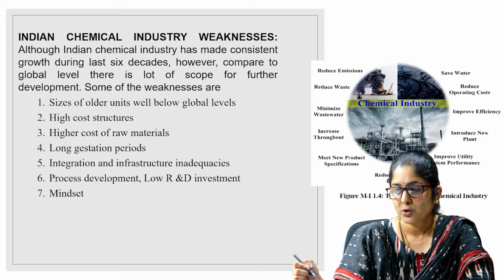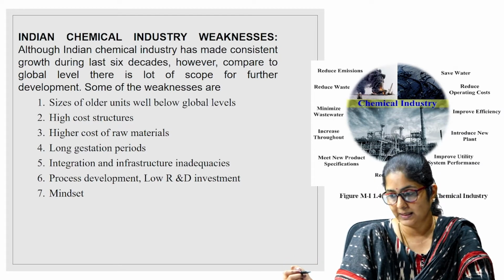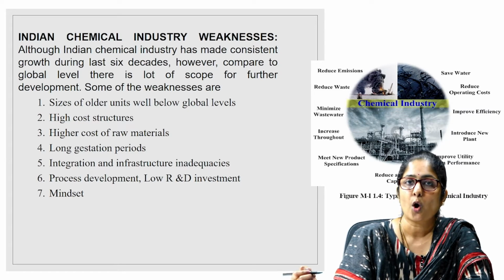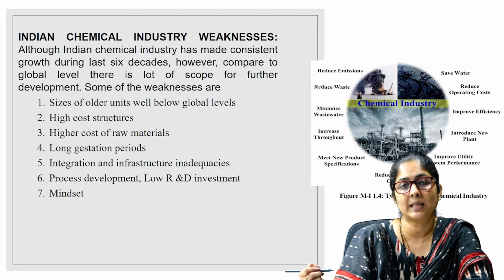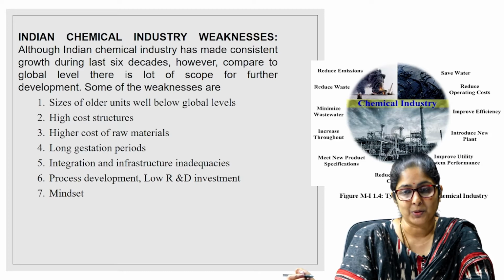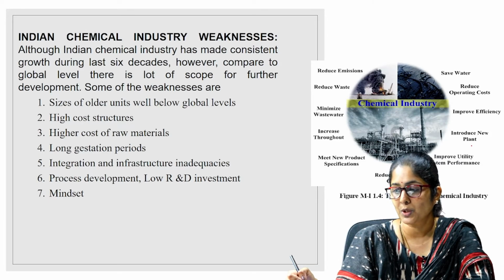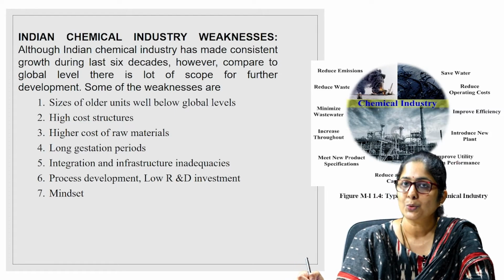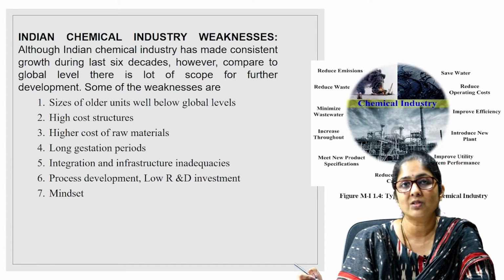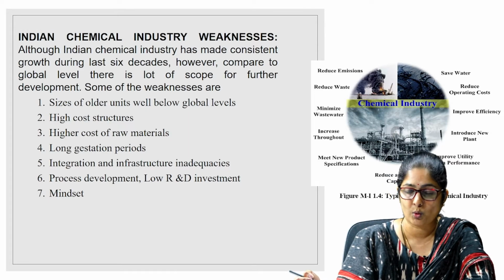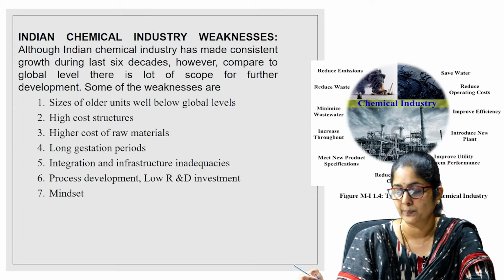So this chart again shows the various issues faced by the chemical industry, like save water, reduce operating cost. Operating cost includes the costs incurred during the operation of the process, like pump duties or labor charge. Improve efficiency, introduce new plant, improve utility system performance. Utility in the sense provides the energy requirement for the process, like steam or electricity or cold water, cooling water and so on.